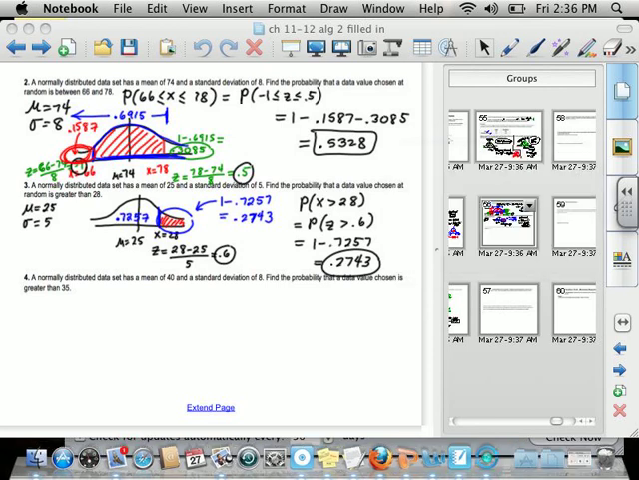All right, so we left off when we were talking about normally distributed data. Normally distributed data means you're using what's called the bell curve. So all of these have a bell curve.